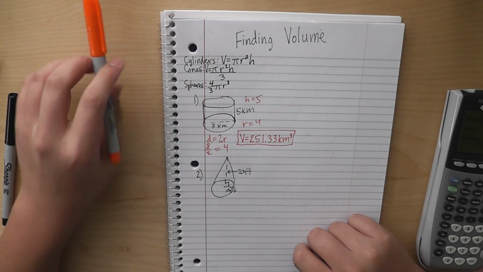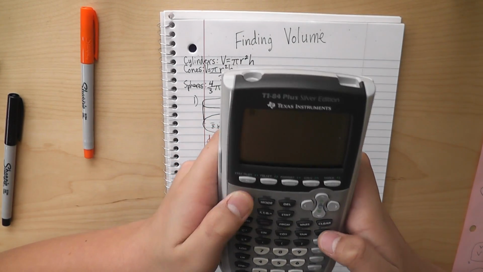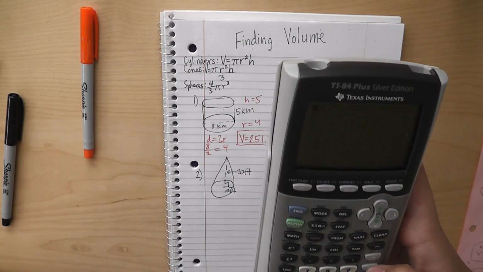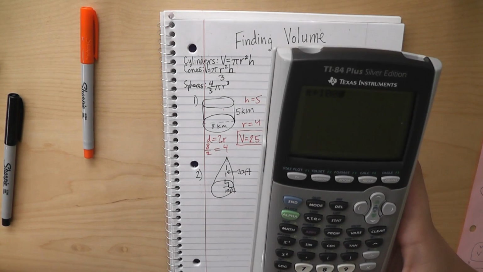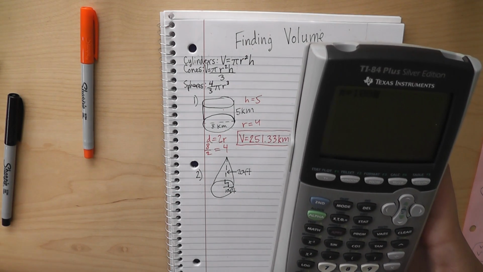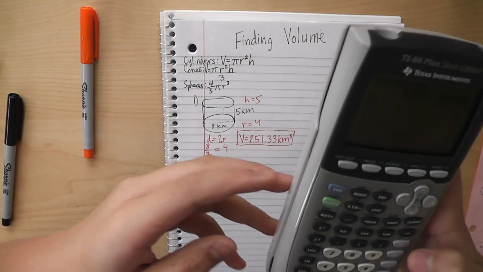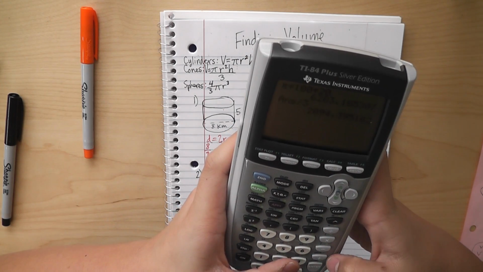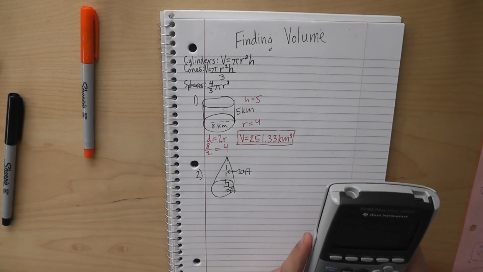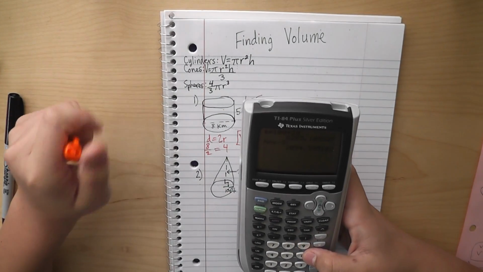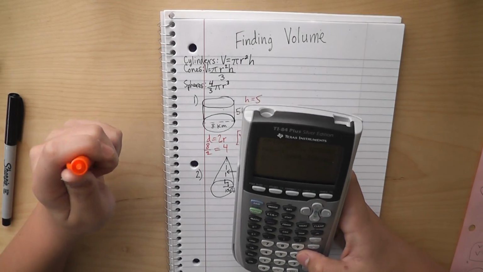We're going to take pi, multiply it by the radius squared, which is 10 to the power of 2, which is 100. And then we're going to multiply it by 20, because that's the height. And then we're going to divide it by 3. And that gives us 2,094.4 feet cubed.